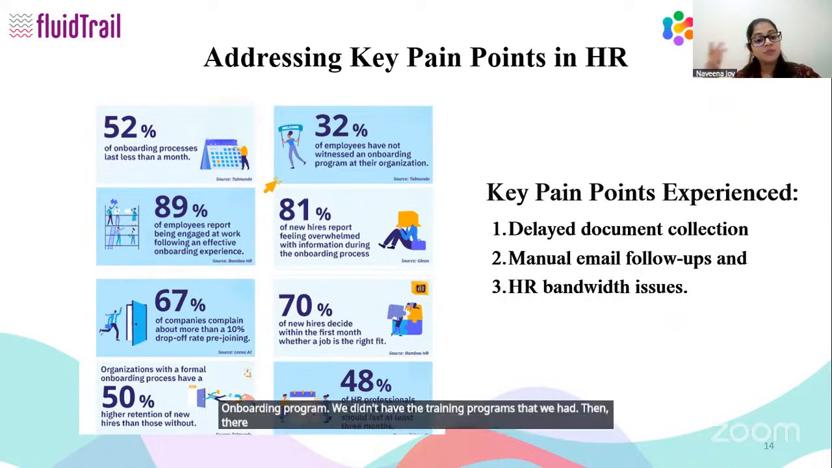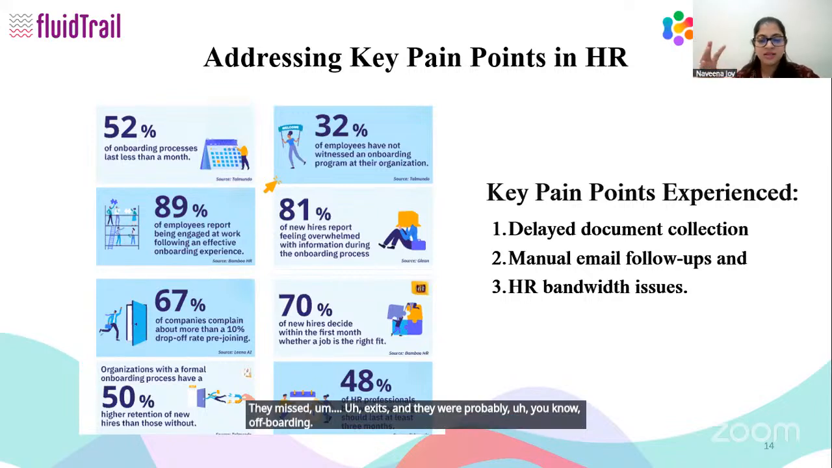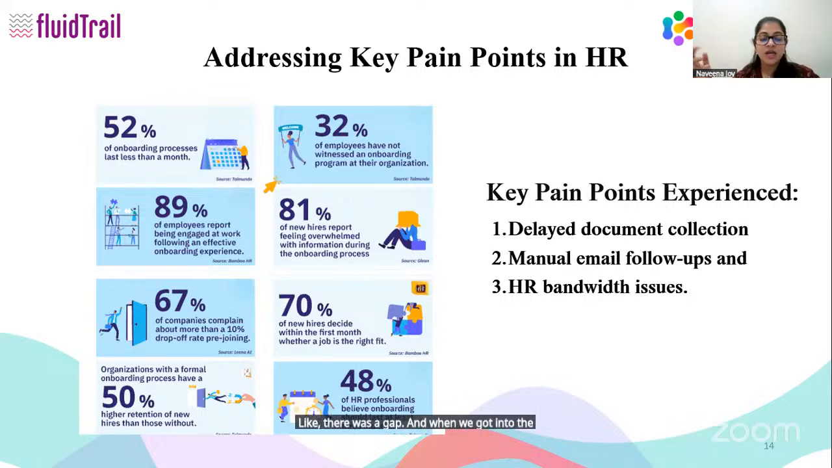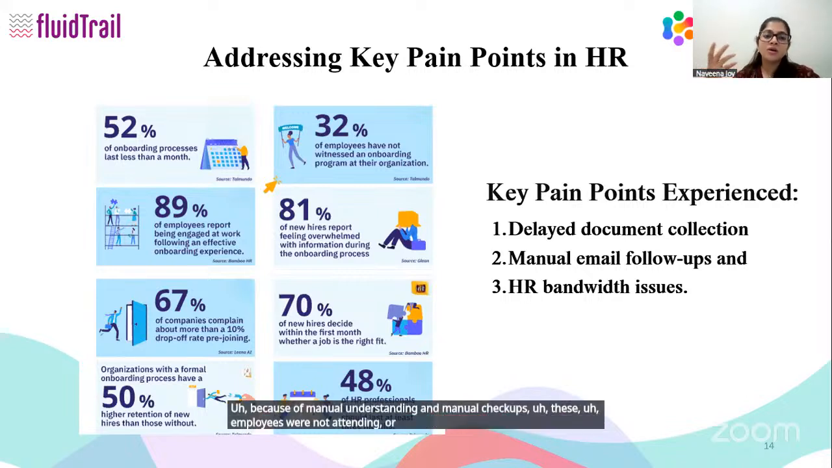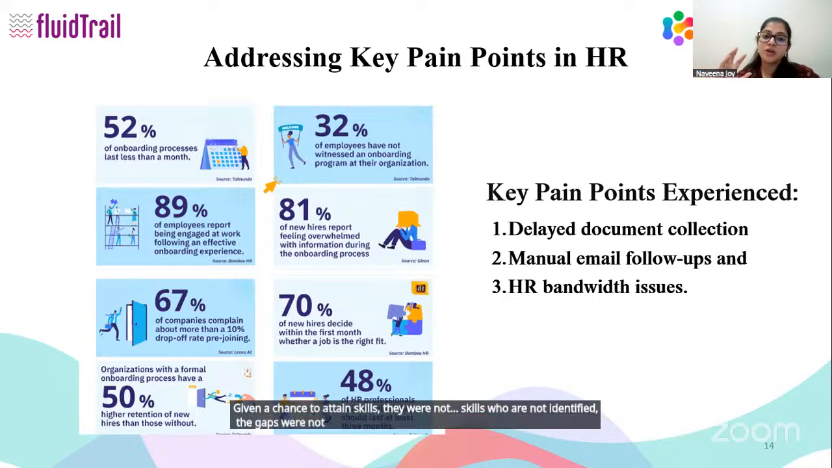Then there was a point when companies would say that some employees missed exits, and they were probably offboarding, their skills were not matched with the KRAs or the requirements, and there was a gap during the performance appraisals also. And when we got into the criticality of it, we found out that because of manual understanding and manual checkups, these employees were not given a chance to attend skills training. The skills were not identified, the gaps were not identified, and particular training was also not given.